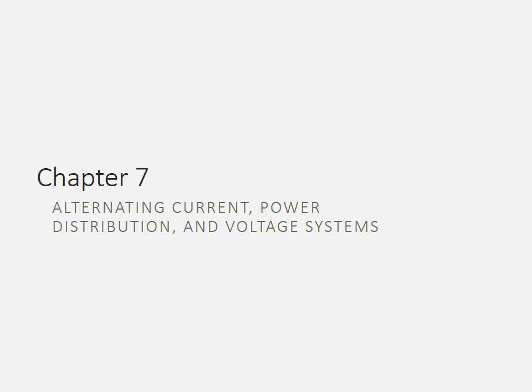Hello, this is Fahad, and we are covering Chapter 7 in Russell Smith's book for alternating current and power distribution and the voltage system. In this chapter, we will learn the following.